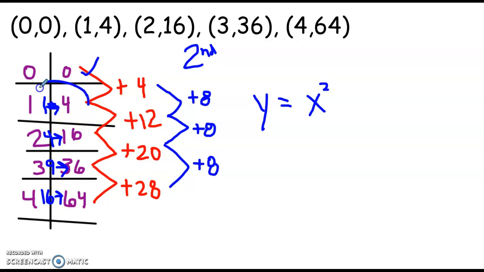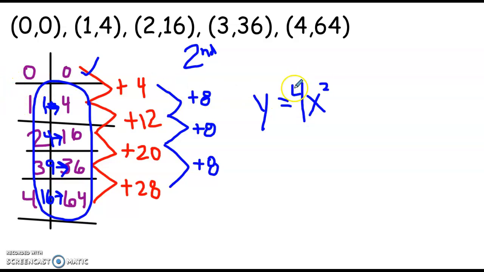So I have to look. I need to figure out what I can multiply these blue numbers by to get to the purple numbers, right? 1 times what is 4? 4 times what is 16? 9 times what is 36? The answer to that is always 4.